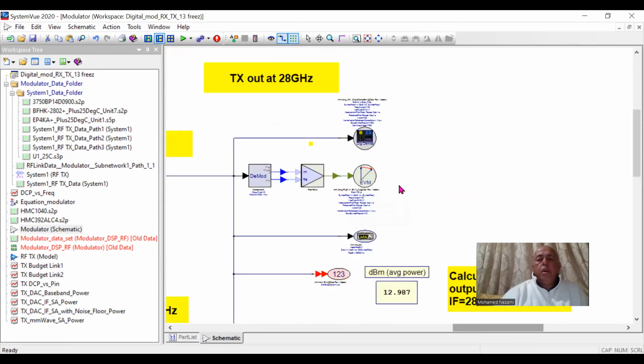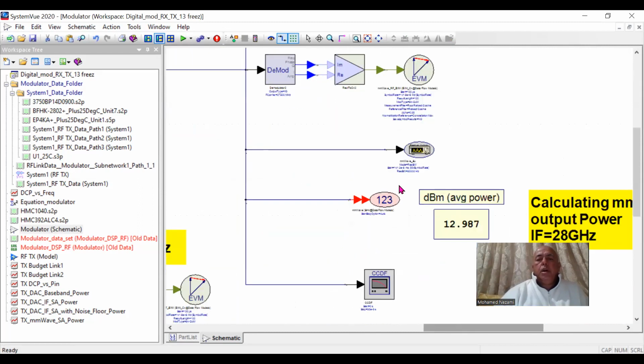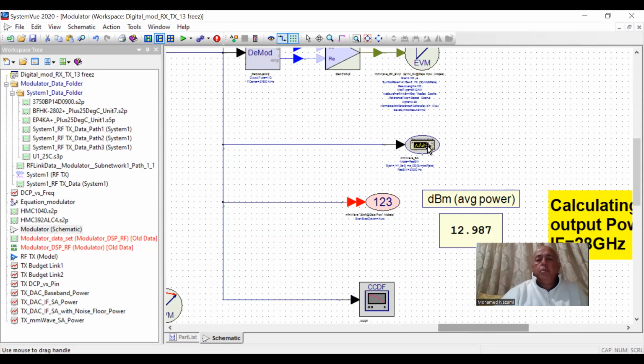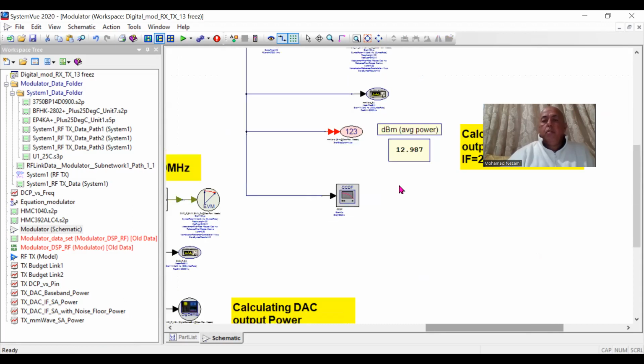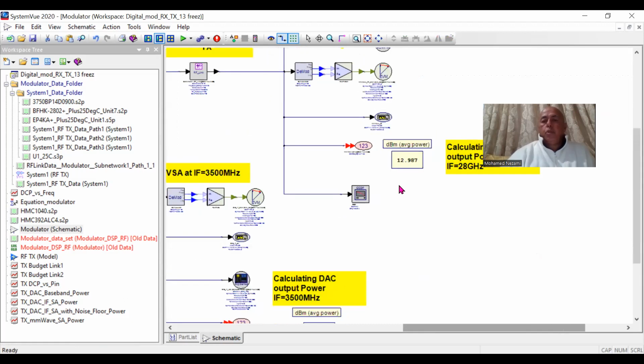And at the same time, we're going to monitor the spectrum and then measure the power by putting in the sink, which observes the signal and calculates the average power from it. The average power right now is sitting at 12.987, which is what we intended, for each one of those elements to be driven by 13 dBm.